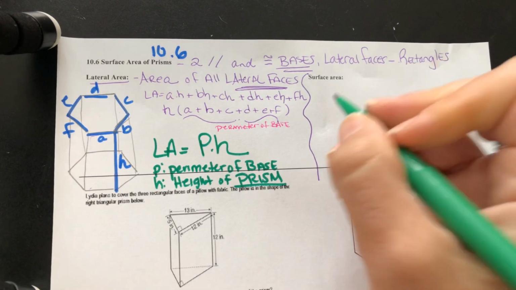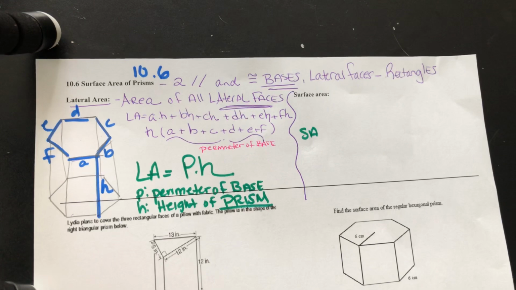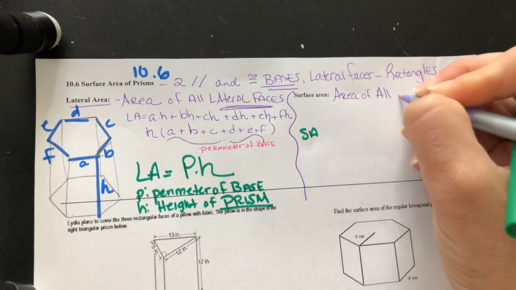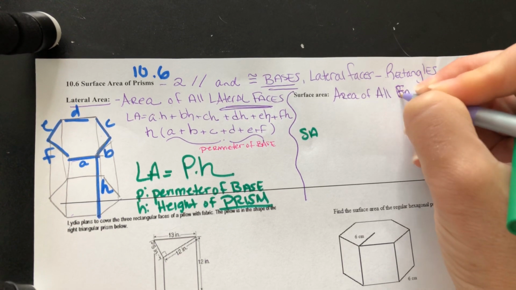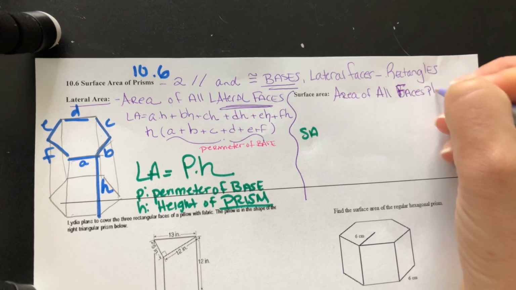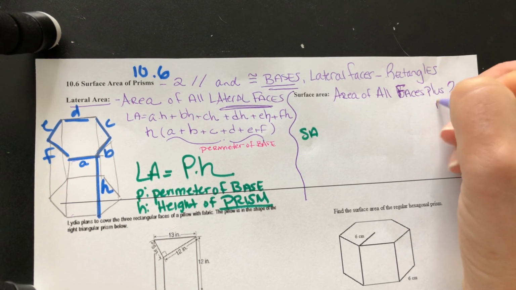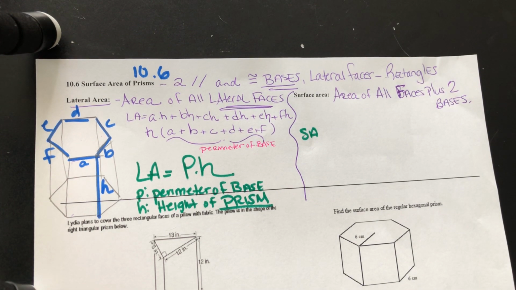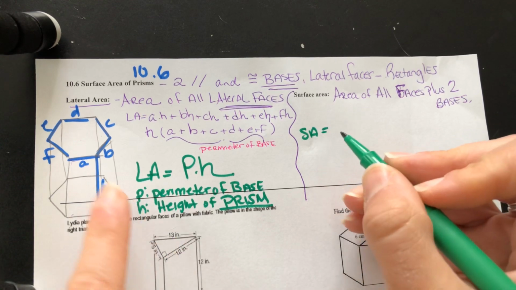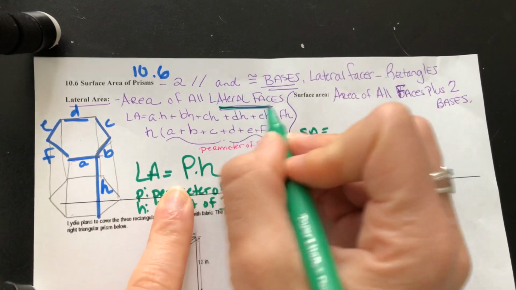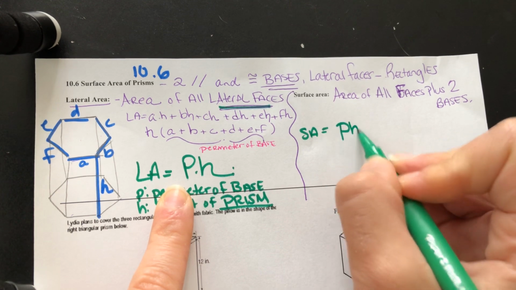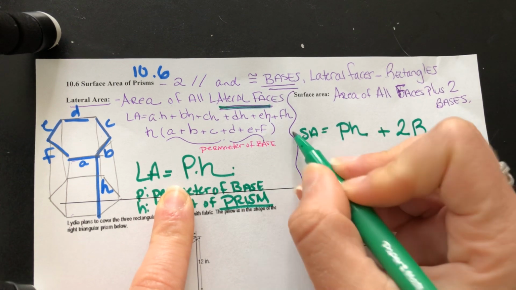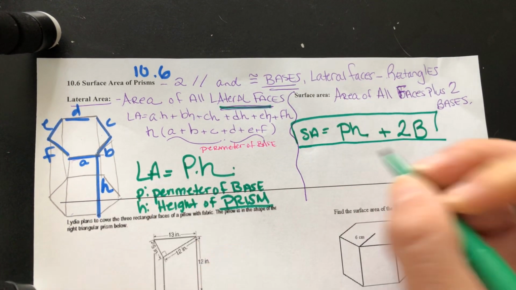And then surface area, well, surface area we all know is the area of all surfaces. All faces, plus, well, we're just talking about prisms, so we'll say the two bases. So if you find the lateral area of all the faces, that was this formula, so we're going to take P times H plus 2 times B. Here is your surface area formula.